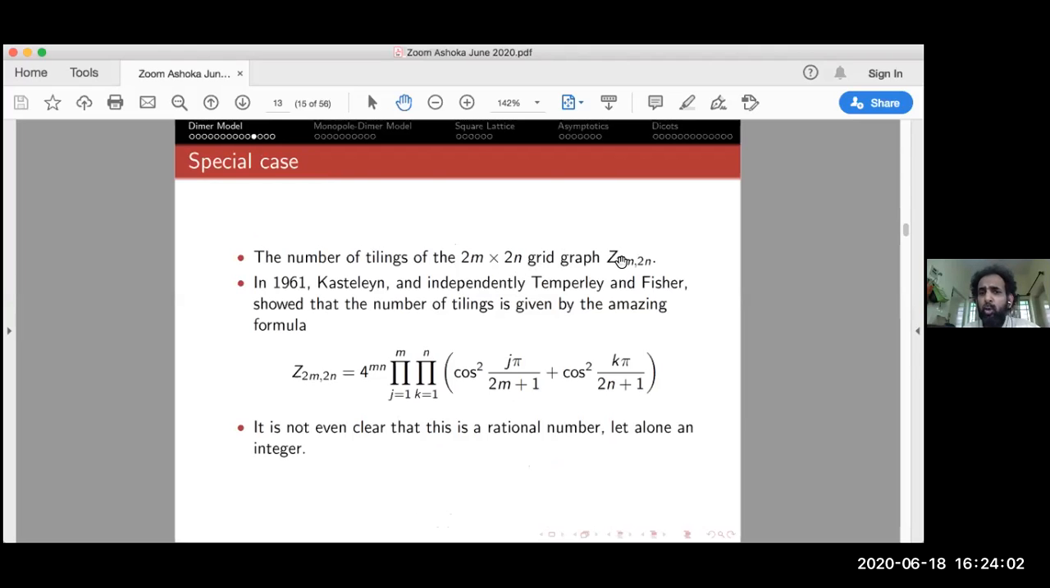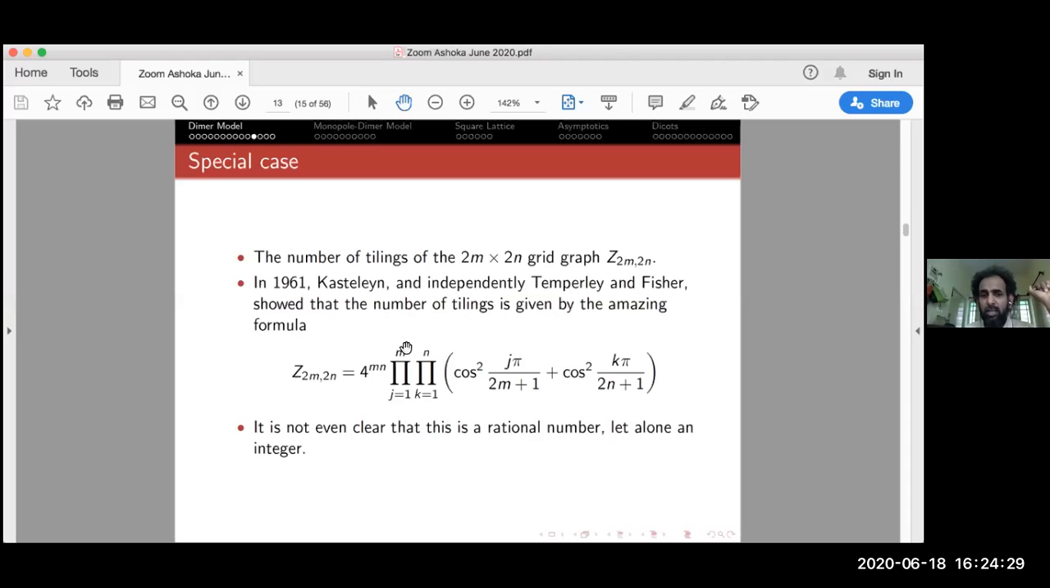So you consider the 2m by 2n grid graph. This is the graph, one of the examples I showed earlier. You just take a subset of 2m rows and 2n columns, and for the moment you don't have to give them any weights. Then what these two groups showed independently is that the number of perfect matchings, sorry, I've written tilings, is given by this amazing product formula.